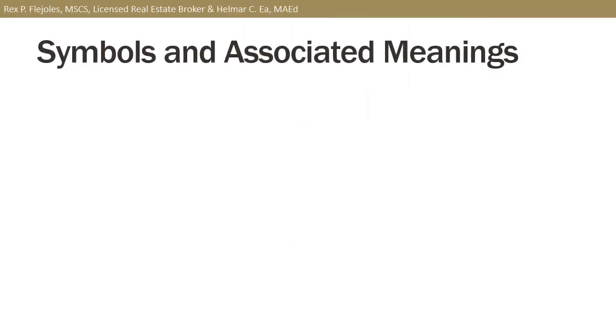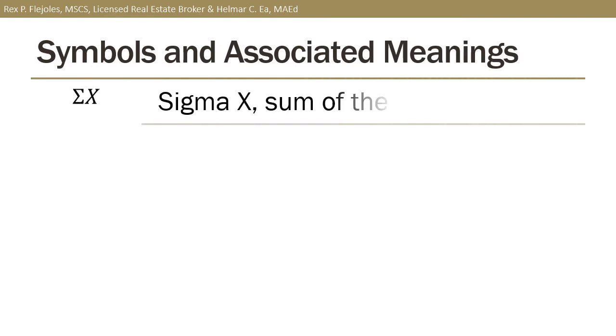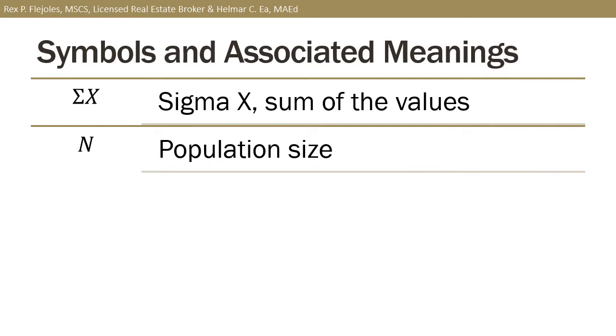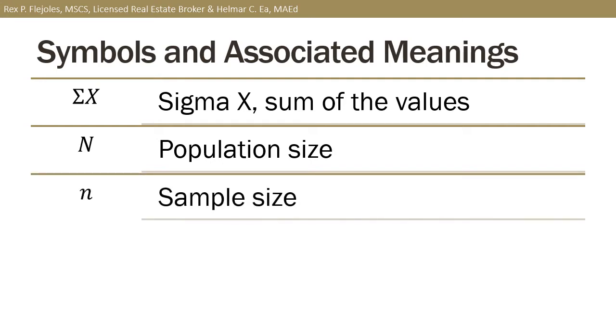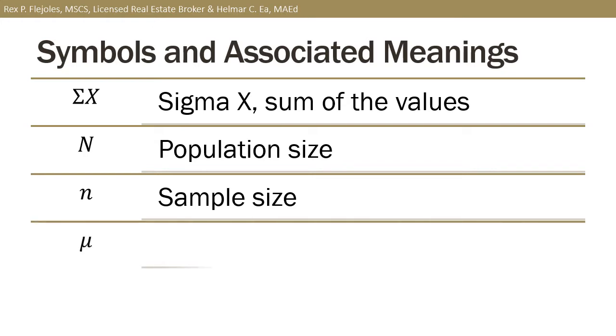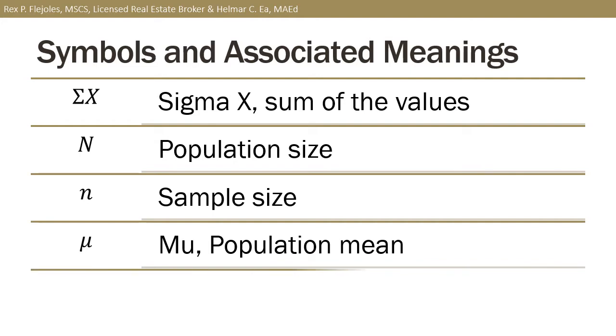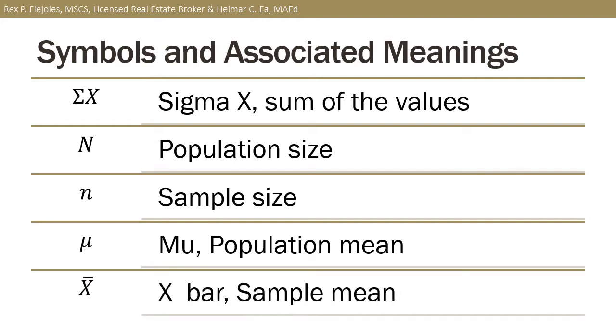The following are some symbols used in statistics. Sigma x means sum of the values. Sigma denotes summation, while x denotes a value. Capital letter N means population size, or total number of values or observations in a population. Small letter n means sample size, or total number of values or observations in a certain sample. Mu means population mean, while x bar means sample mean.